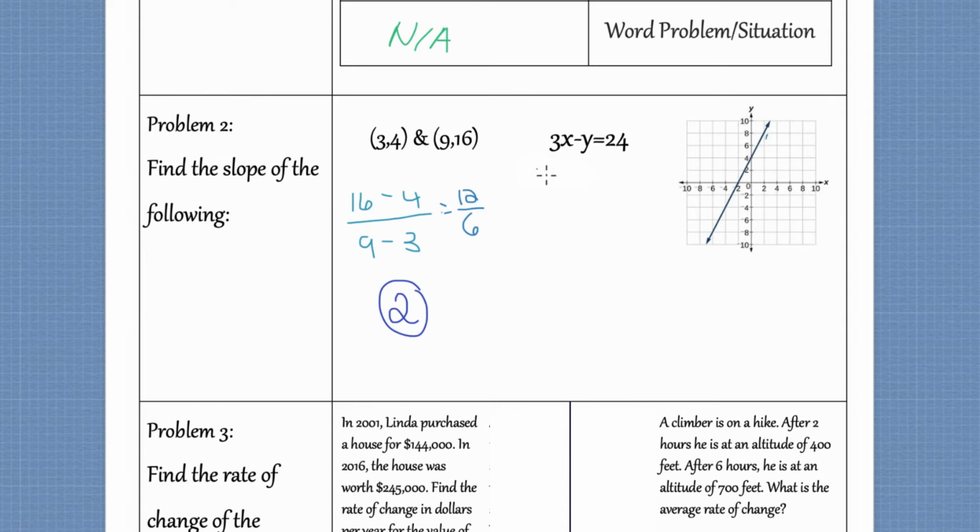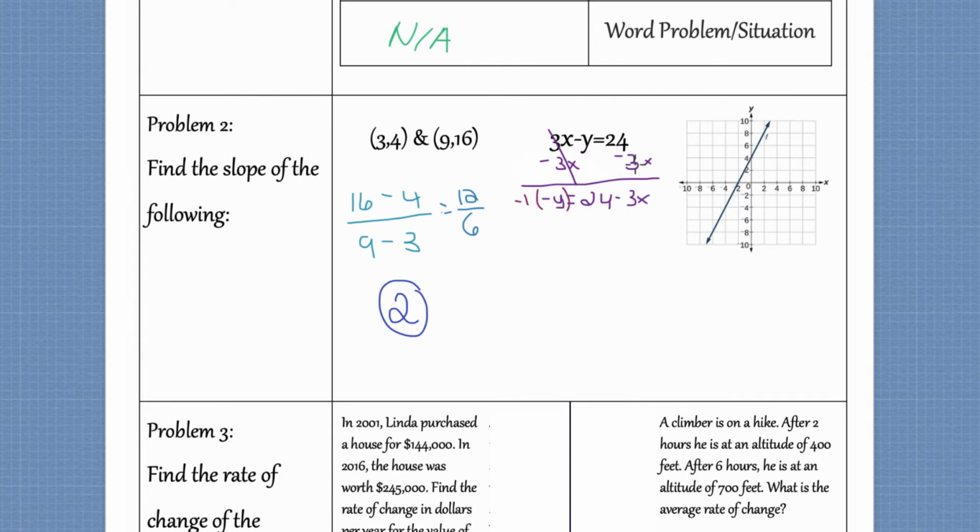So to do this, first what I'm going to do is subtract 3x from both sides to get the y variable alone. And so 3x minus 3x leaves us with nothing but negative y, which is going to be equal to 24 minus 3x. And now you see that this is a negative y, but we need the y to be positive. So what we're going to do is just multiply both sides by negative 1.